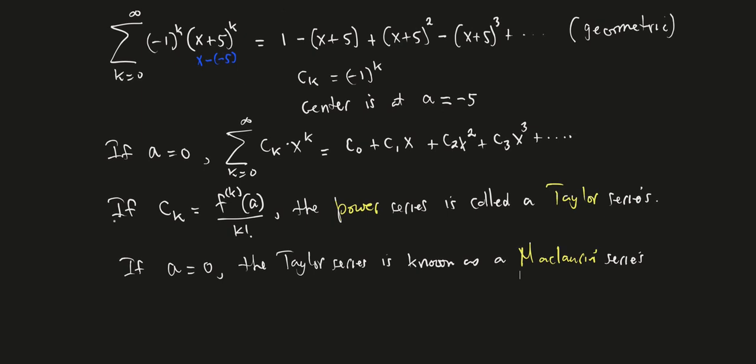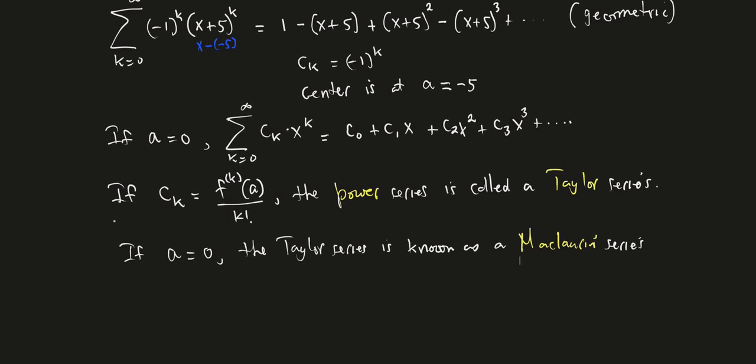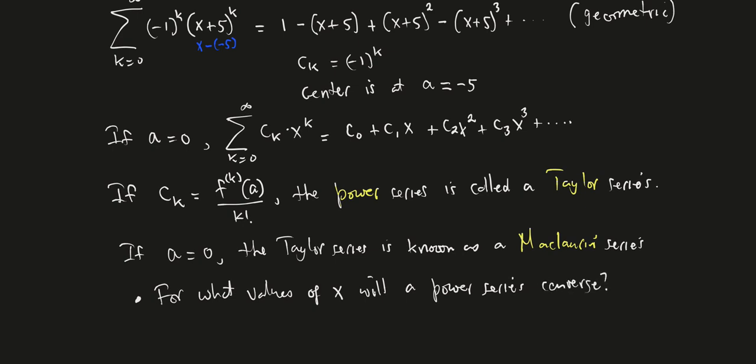So the question is, given a general power series, or maybe something more specific, a Taylor series, for what values of x will this series converge? That's one of the big questions. So one big question is, for what values of x will a power series converge, right? So that's one thing.